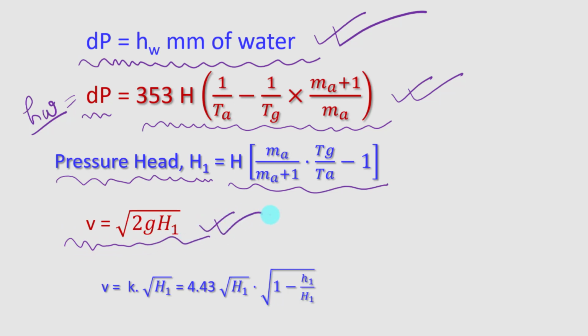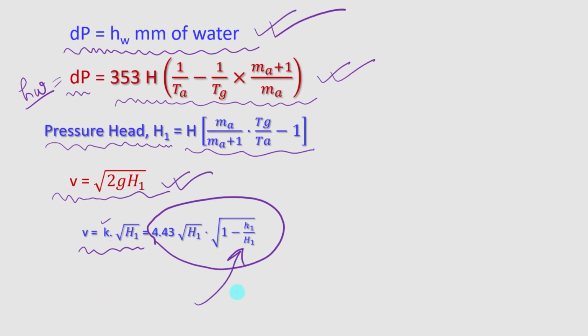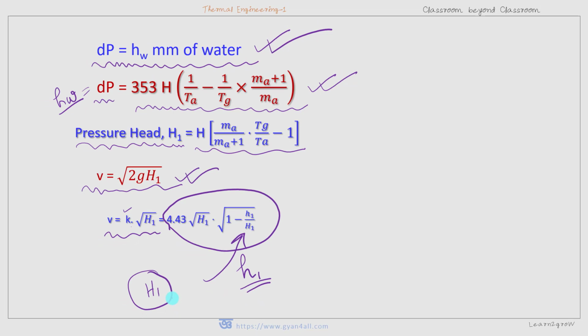This is the theoretical velocity without considering the loss. And if we consider loss, the velocity v is k into root over h1, where k is equal to 1.1 for steel material and 0.825 for brick material. And sometimes we can also calculate this by using this formula, 4.43 multiplied by this. In some cases, the value of h1, that means loss of head due to friction, may be given. By using that formula also we can calculate the velocity of flow of hot gases through the chimney.